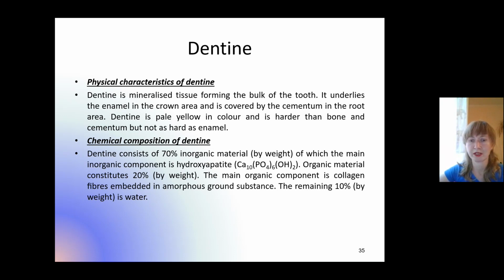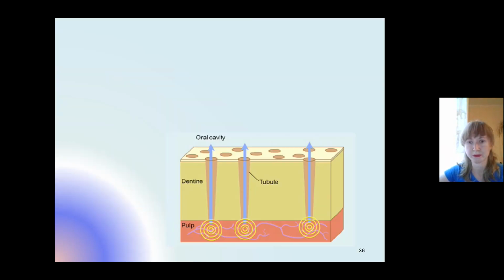Chemical composition of dentine. So dentine consists of 70% inorganic material by weight, of which the main inorganic component is hydroxyapatite. Organic material constitutes 20% by weight. The main organic component is collagen fibers embedded in amorphous ground substance. The remaining 10% by weight is water.